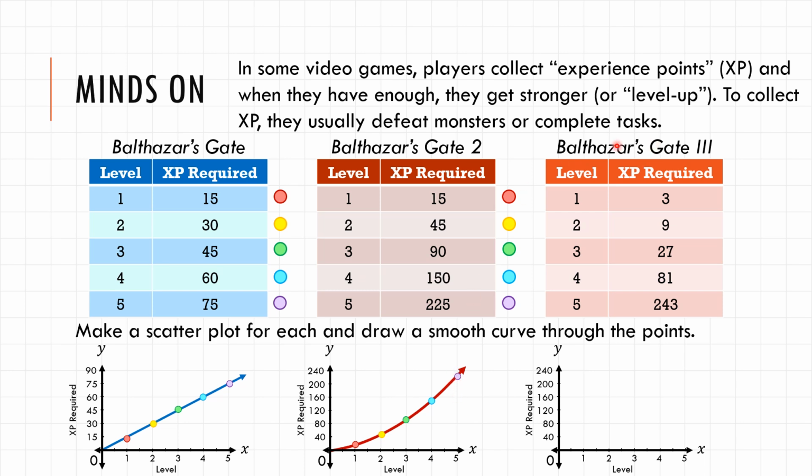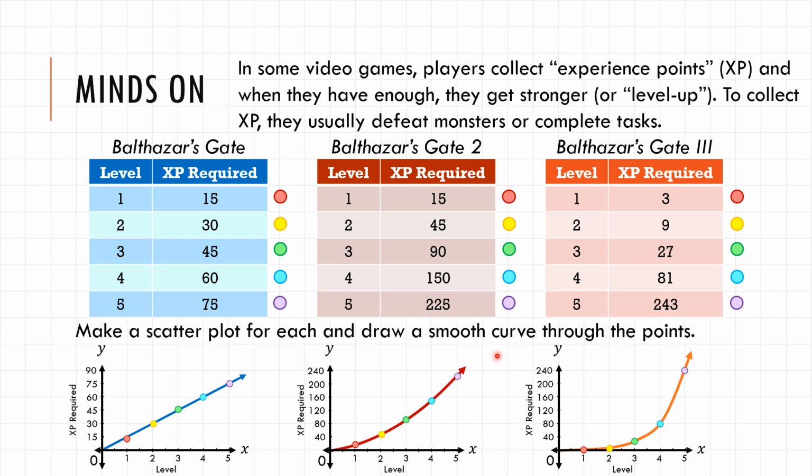In Balthazar's Gate 3, they changed the level requirements again, and now 1 and 3 would be really close to the x-axis. 2 and 9 would also. 3 and 27, okay, now it's starting to increase just a little bit. 4 and 81, 5 and 253. This curve is much sharper over here than this one is. This one was a little bit smoother.